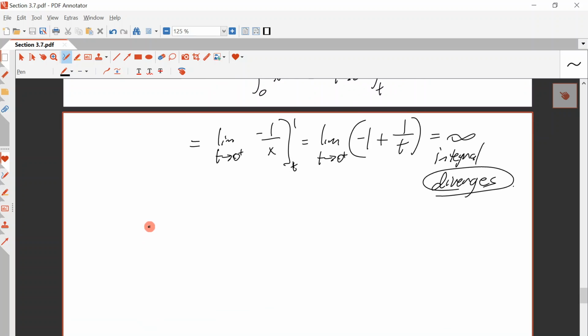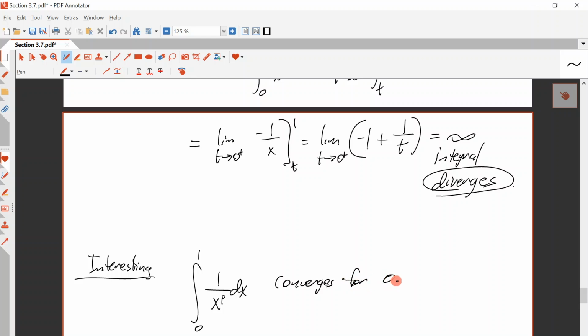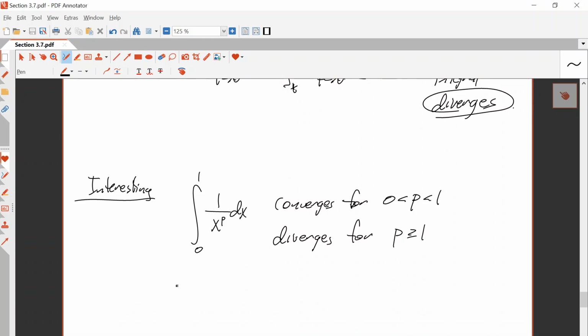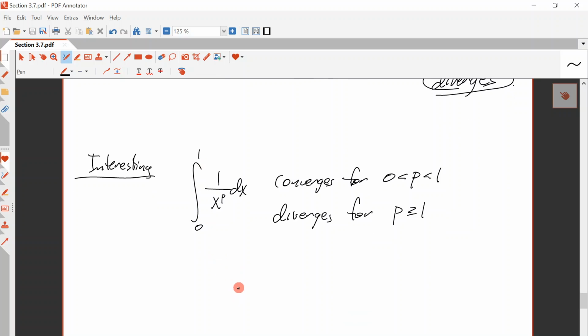It's kind of interesting to note that the integral from 0 to 1 of 1 over x to the p converges for 0 less than p less than 1 and diverges for p bigger than or equal to 1. So it's exactly the opposite scenario that we had for the integral from 1 to infinity.